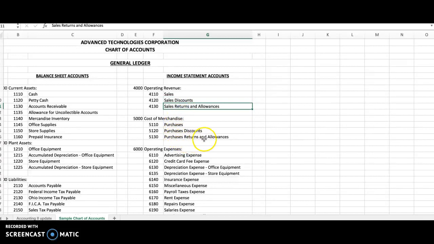Sales returns and allowances, an account that deals with money that is returned or allowances that we have. So sometimes customers return things to us. So we have to allow for that in some way. This is a new account that enables us to do that. Now we have a whole new category called cost of merchandise. And we have something called purchases discounts. Sometimes we get a discount when we buy things, and sometimes we return things as well.